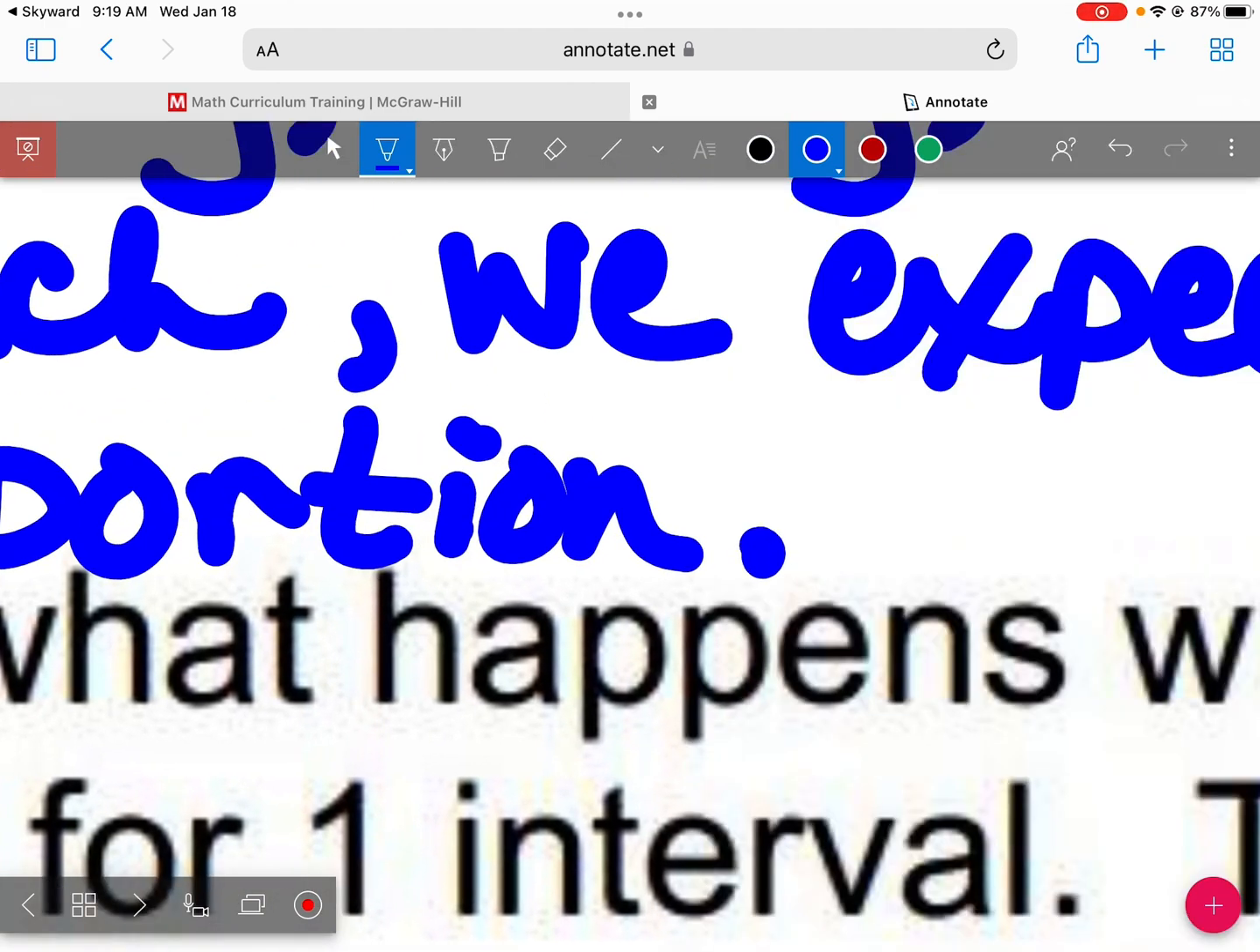When we set our confidence level at 80%, was it exactly 80% of them? No, but it was ballparking around there. And if we do this many more times, we're going to get closer and closer to 80% of them capturing the true population proportion.